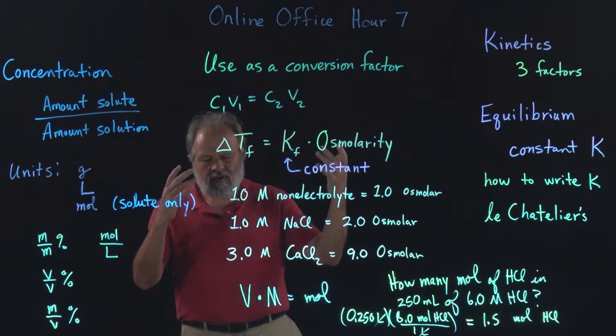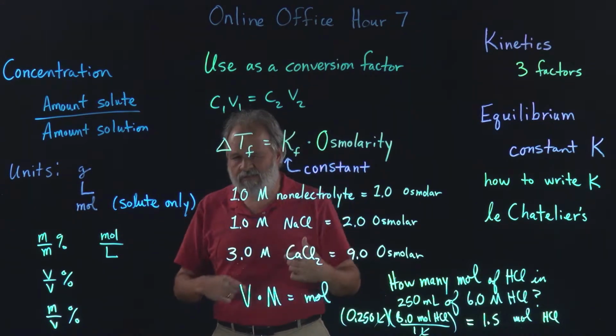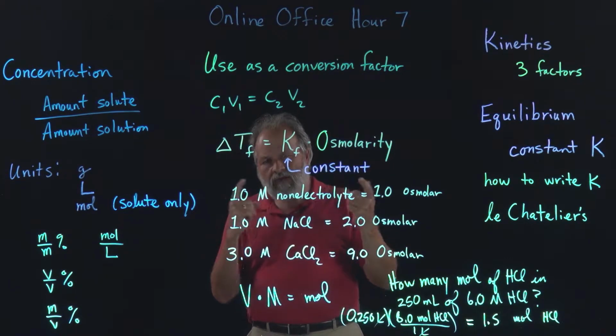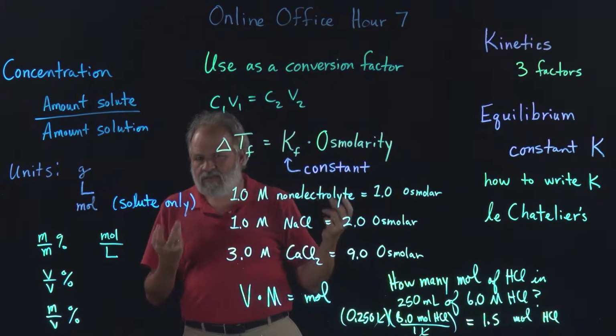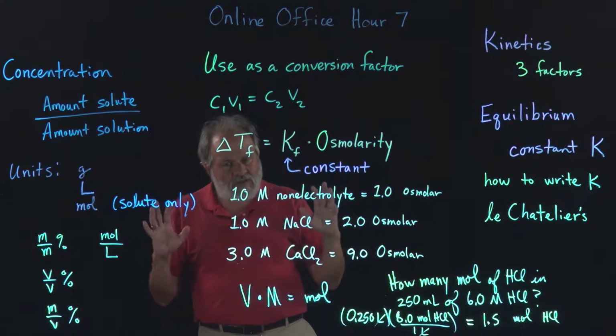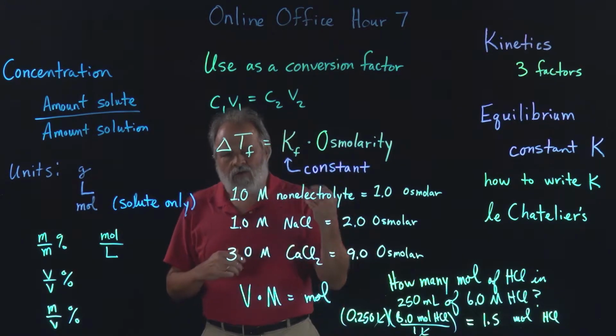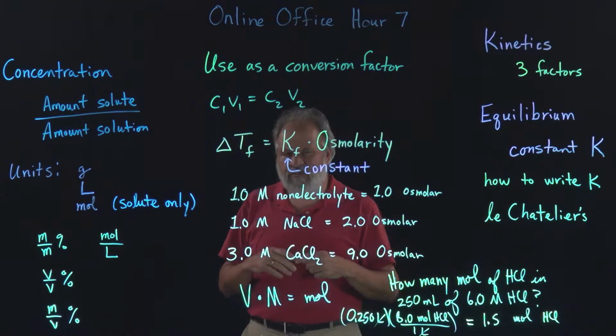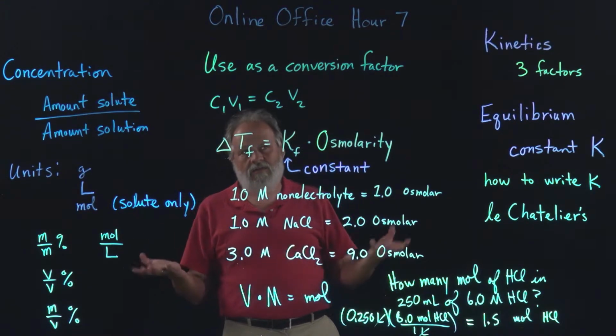Then the next part of the text talks about properties of solutions. The two that are really related to each other are changing the freezing point and the boiling point. So we're just going to concern ourselves with water. Water freezes at 0 Celsius. It boils at 100 degrees Celsius. That is to say, under standard atmospheric pressure.